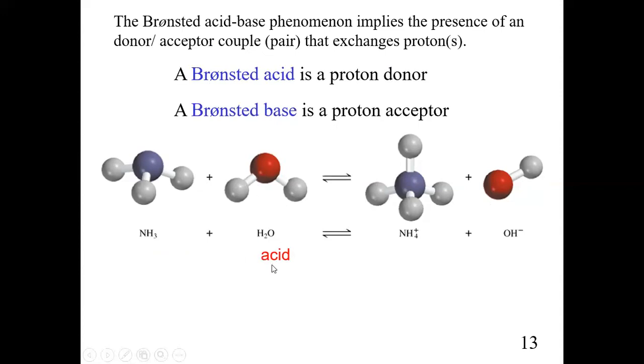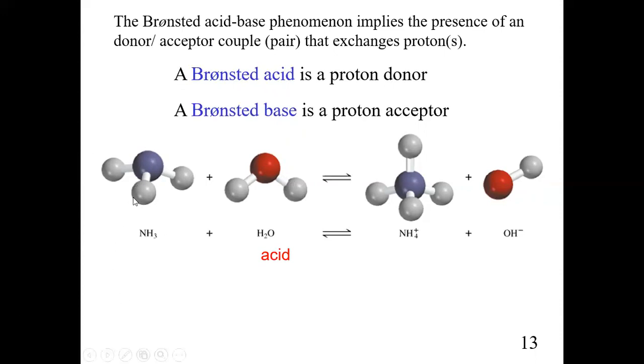So here's my acid. It's actually water in this case. We're going to talk about how water can be an acid or a base. In this case, it's acting as an acid. Why is it acting as an acid? Because if you look at it, it starts off with water, and it became an OH minus. So what happened to it? It lost a proton. If it lost a proton, that means it gave up a proton, so it is the acid. It's the donor of the proton.